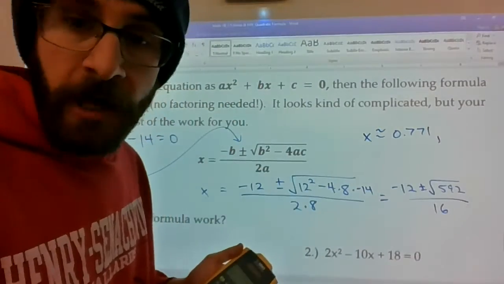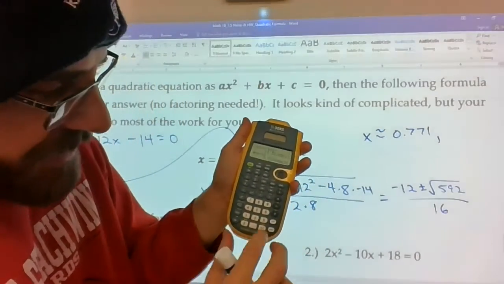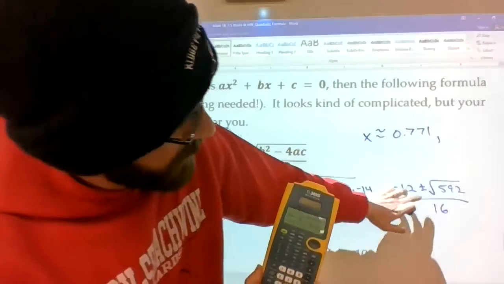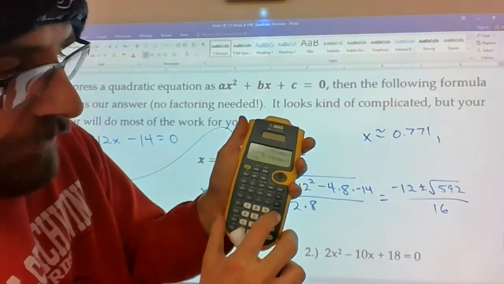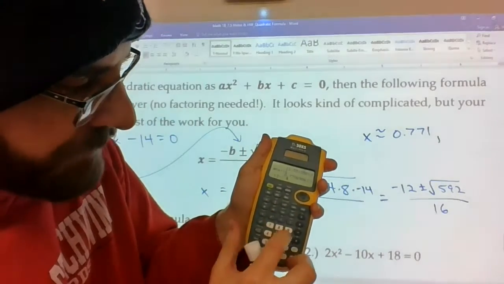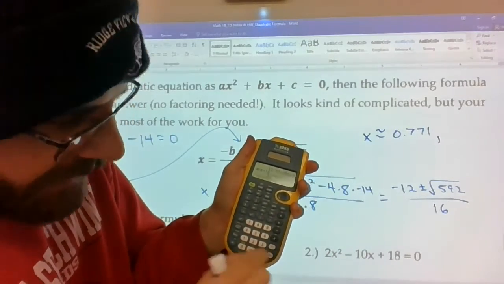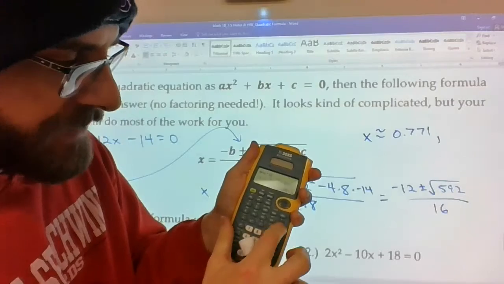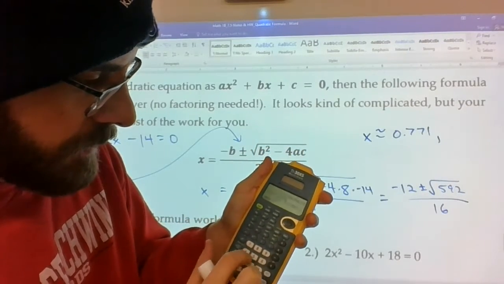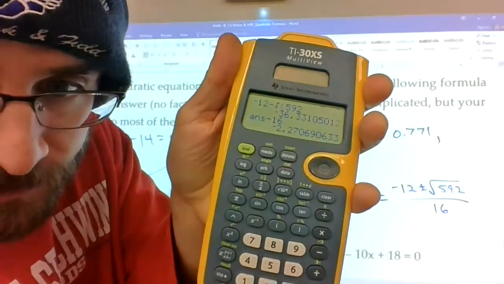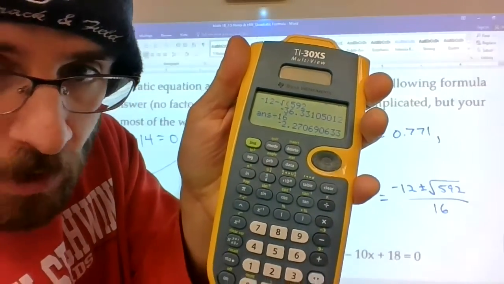There's our first answer. Our second answer is going to be the exact same thing, except I'm going to subtract the square root of 592. Negative 12 minus square root 592. Okay, hit equals, then divide it by 16. There's your second answer, negative 2.271.